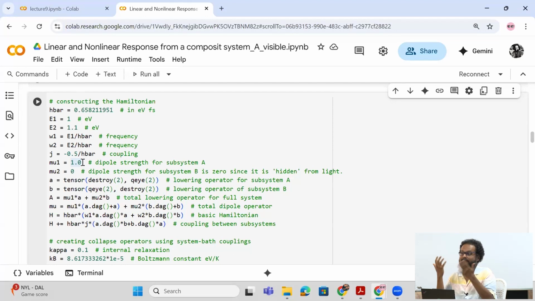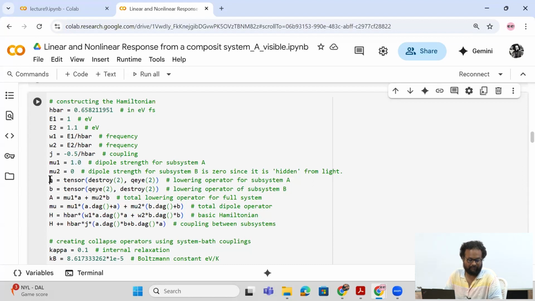Then by symmetry, the dipole operator cannot couple. In that case, the dipole strength is 0, and so on and so forth. So in principle, if I have something like this, then I should not be seeing anything. But let's see what happens.